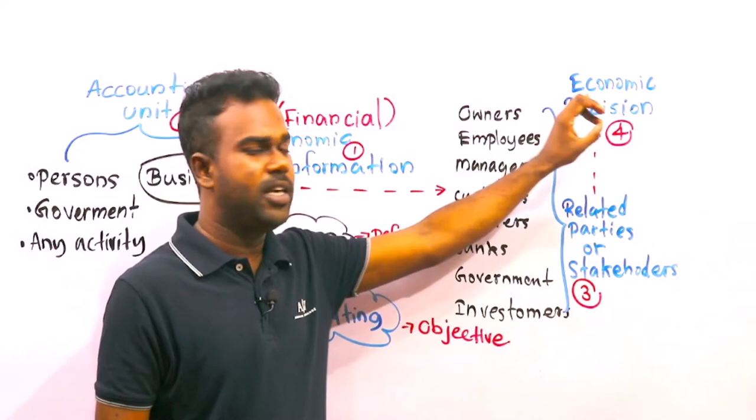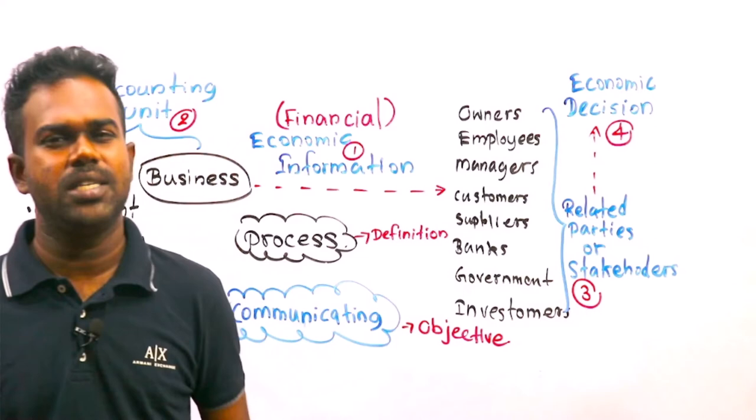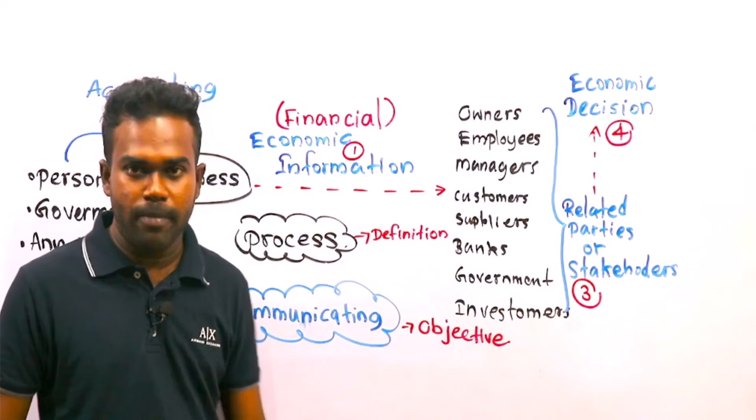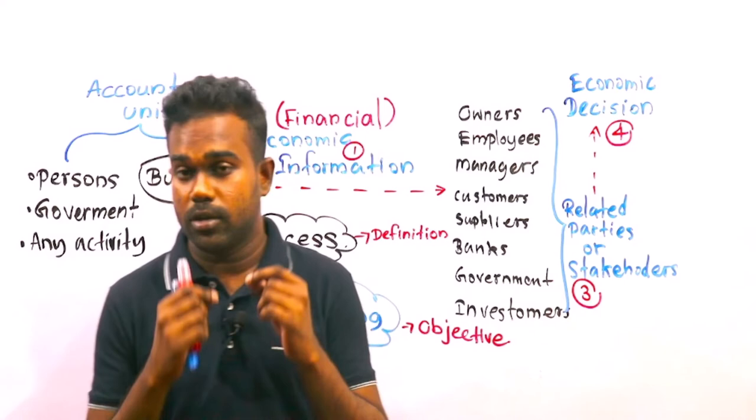If you include those four keywords, you can easily obtain the marks for the questions, right? Right. Can you tell me, did you understand the definition and the objective of the accounting subject? This is the mind map. When we are learning, I'm going to explain in detail with the mind maps.